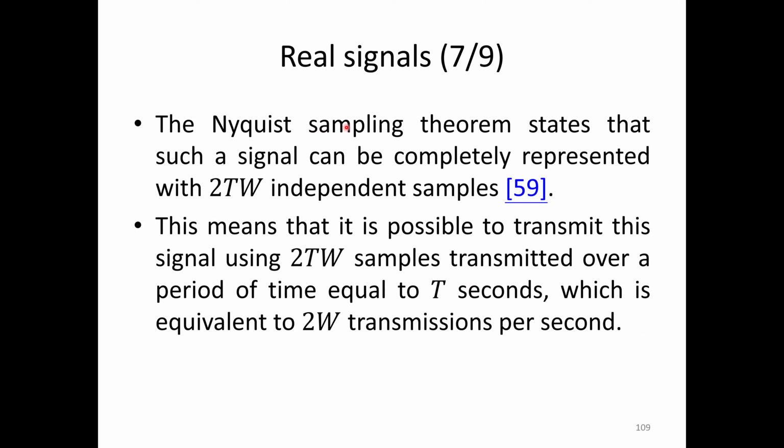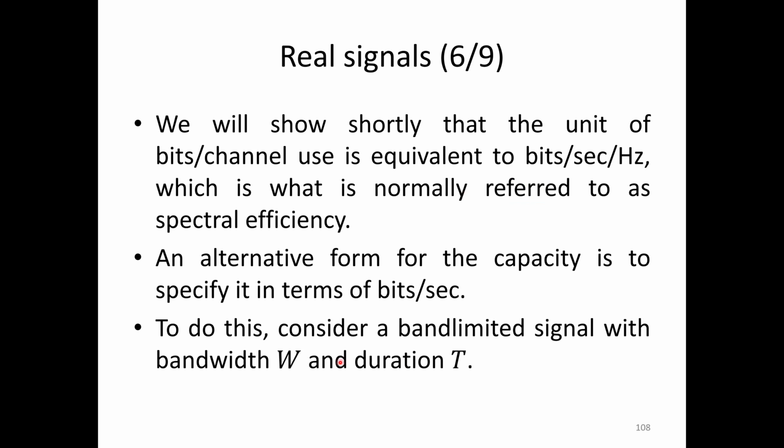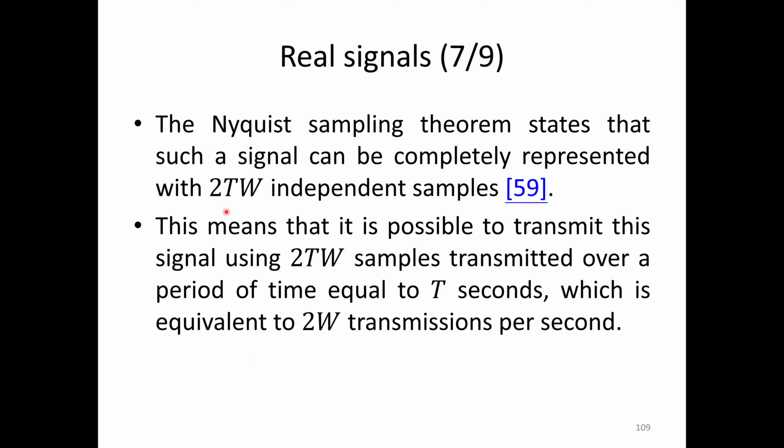The Nyquist sampling theorem states that such a signal can be completely represented with 2TW independent samples. Because we must sample at 2 times the bandwidth, 2W, for each second. Sorry, not for each symbol. For each second, 2W. And the duration of the signal is T seconds. So there are in total 2TW independent samples.